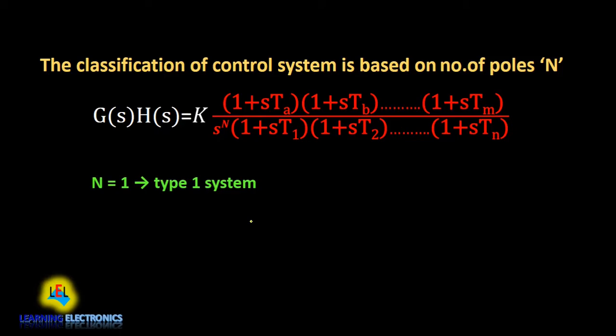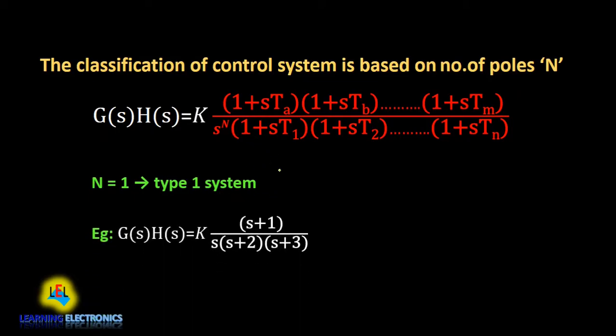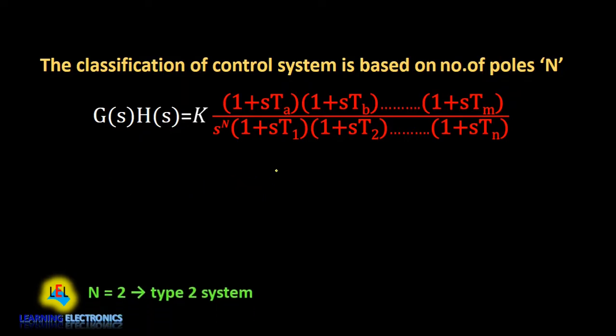Next is type 1 system, when the power in this single s is 1. That means the exponent to this single s is 1, then the type of system will be type 1 system. So the example of the type 1 system is G(s)H(s) equal to K into (s plus 1) divided by s into (s plus 2) into (s plus 3). So here we can see that the power to this single s is 1. So the type of system is type 1.